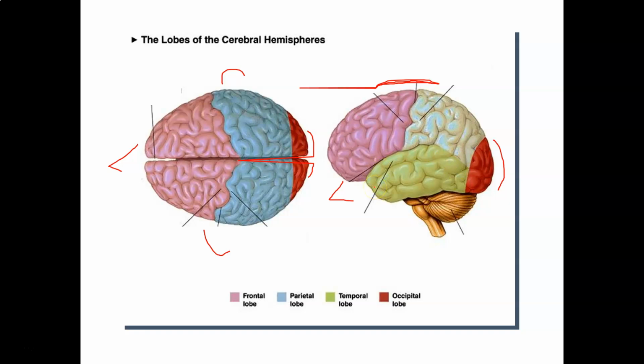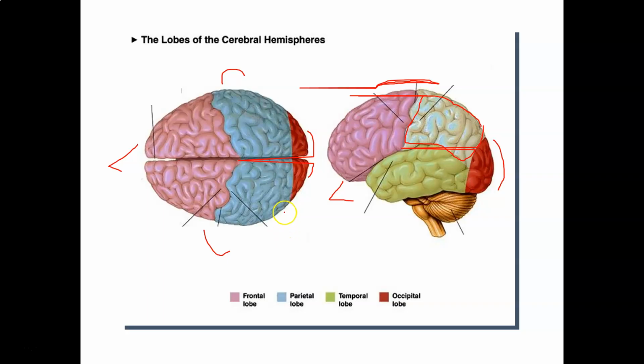And if you go to your temples, massage your temples right above your ears, that's exactly where the temporal lobe is located. The parietal lobe is sandwiched between the frontal lobe and the occipital lobe. It's shown here in an off-white. I don't know why I changed color, but here the parietal lobe is shown in blue.